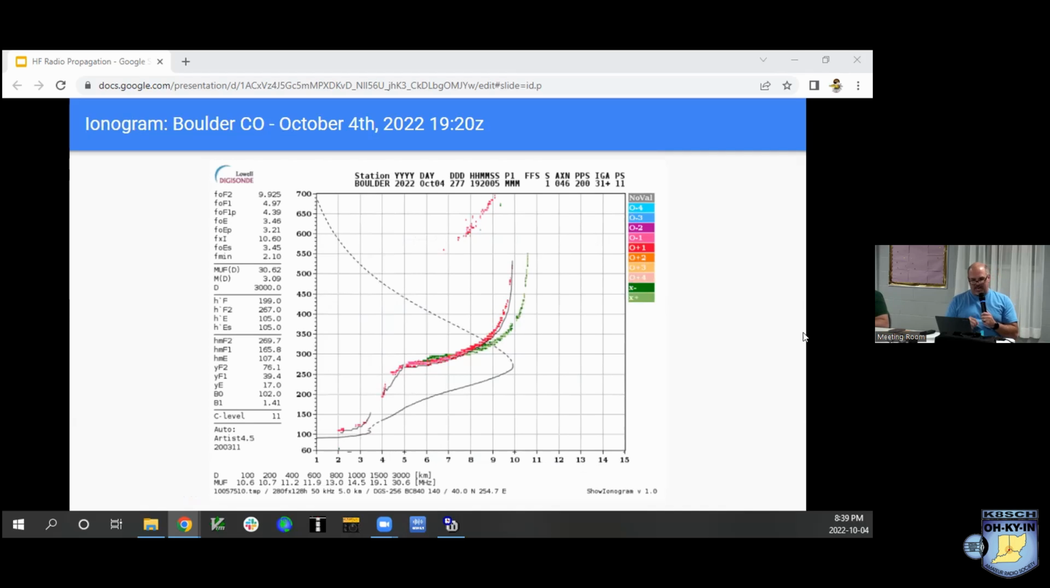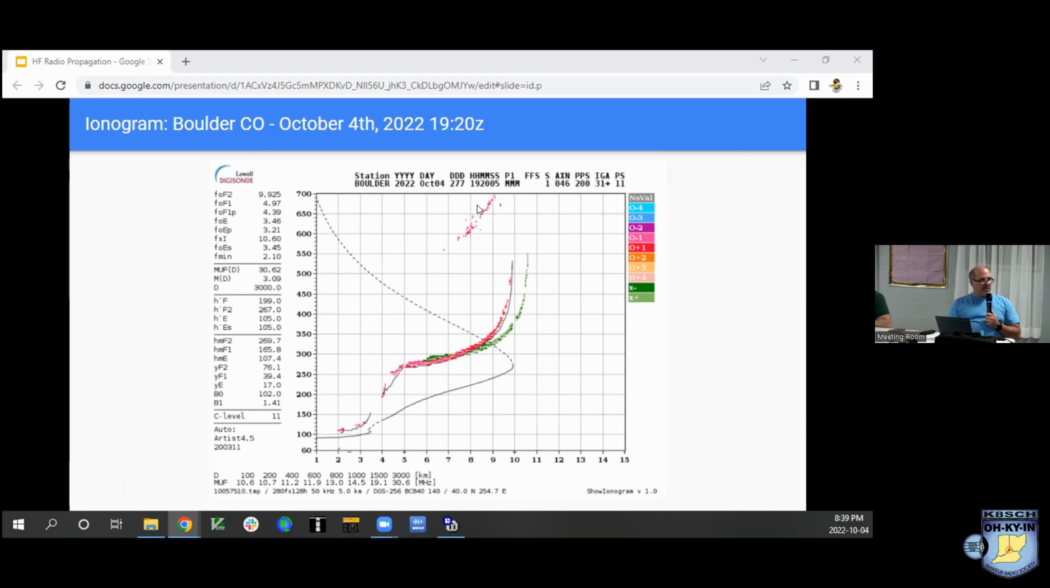There's a lot of data on here, and there's a lot of data I don't completely understand, but there's a lot of data that I do understand, and it's actually pretty good. So this over here is the electron profile. This shows you the ionization of the atmosphere. Across your x-axis is your frequencies, and across your y-axis here is your height, how high up the signal is going. So what it does is it basically sends it up, and if it gets reflected back, you got a signal.